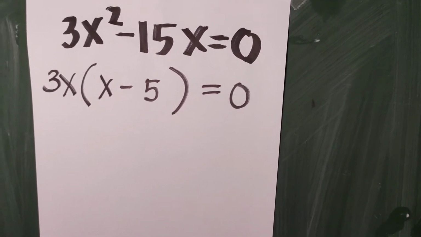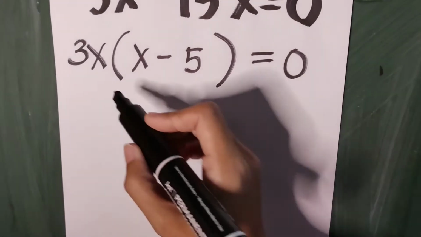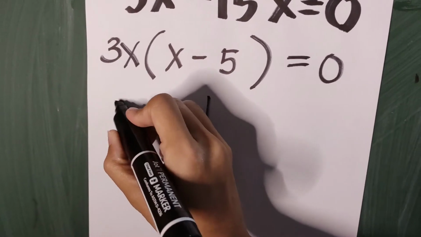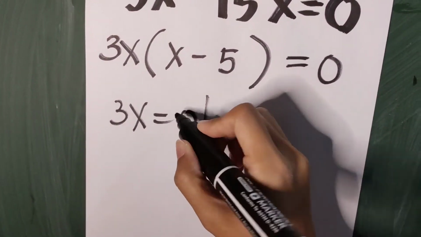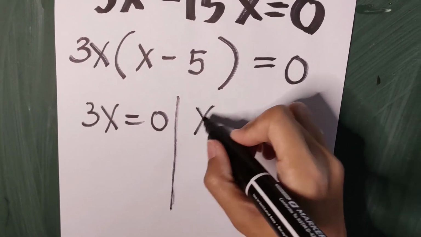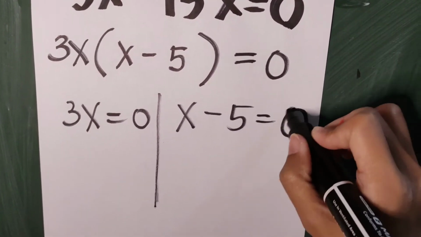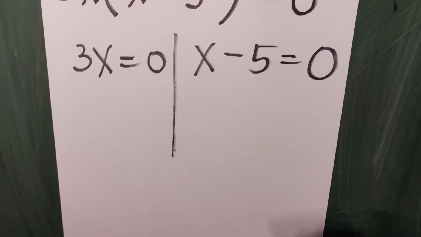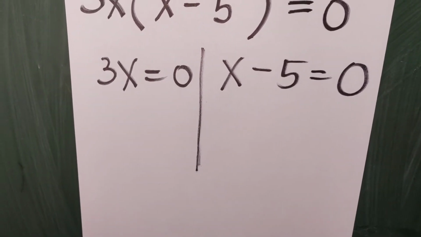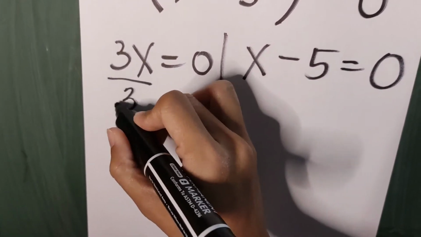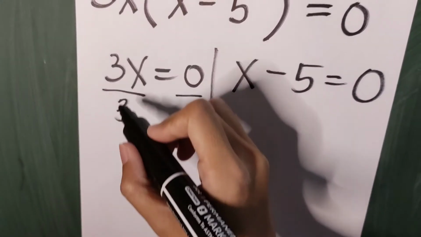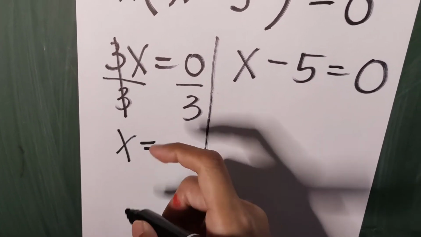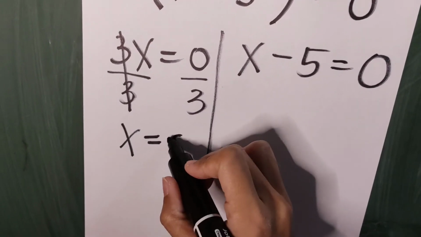Let us now set each factor equal to 0. So we'll divide this in two. We have 3x is equal to 0 and another factor is x minus 5 is equal to 0. Now let us solve for each equation. We have 3x is equal to 0. To solve for x, let us divide both sides by 3. So 3 divided by 3 is 1. So we have x is equal to 0 divided by 3, which is 0.